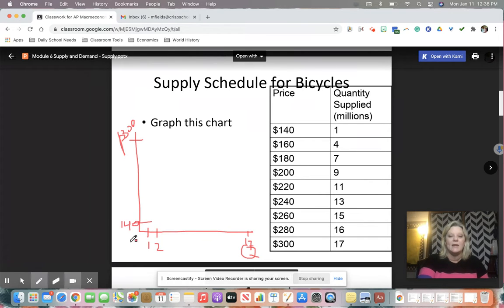All right, so again, in economics, different than math, instead of going over and up, we go up and over. So you'll go 140 to 1, 160 to 4. And at this point, pause the video and graph your supply schedule.